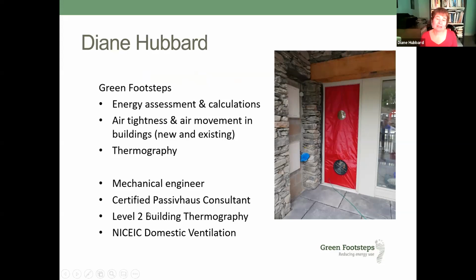So Jonathan's already explained a little bit of my background. I do quite a bit of work on air tightness and looking at the energy consequence of air movement in buildings, and some work on thermography as well. What I do has evolved over the time that I've been working in the field. I started as a householder wanting to understand the building I'd got. So it's a process of evolution, all this is.